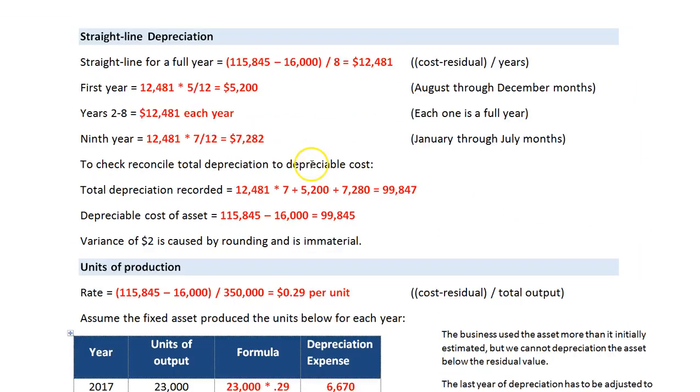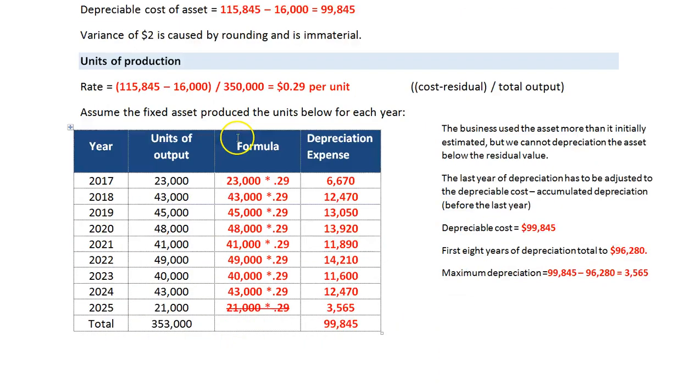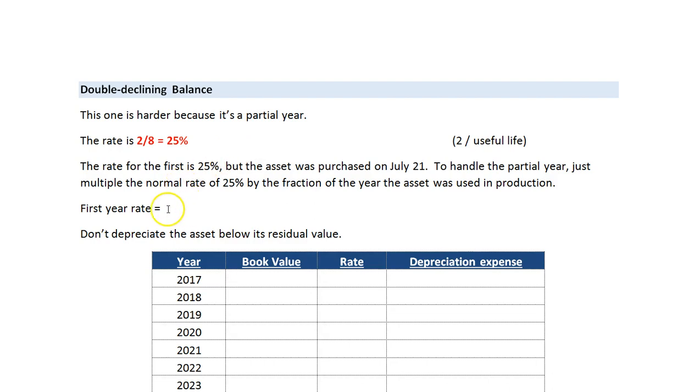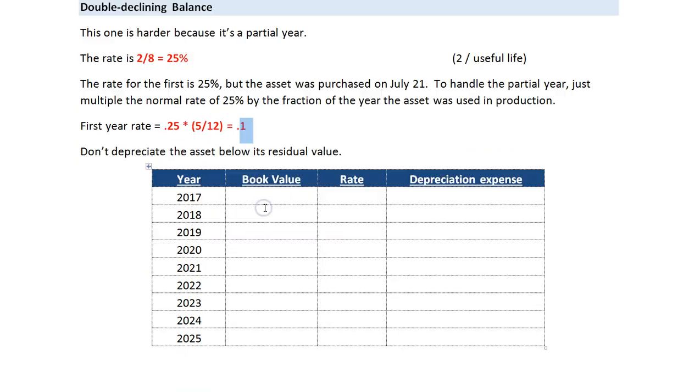Remember on the first problem we saw that it's only 5 out of the 12 months that we've used the asset in operations. So we're going to take our 25% times that. So 25% times the 5/12 and you get to 0.1. So that's going to be our rate for the first period. We're just mixing the two together. This allows us to just simplify this partial year for the first year.